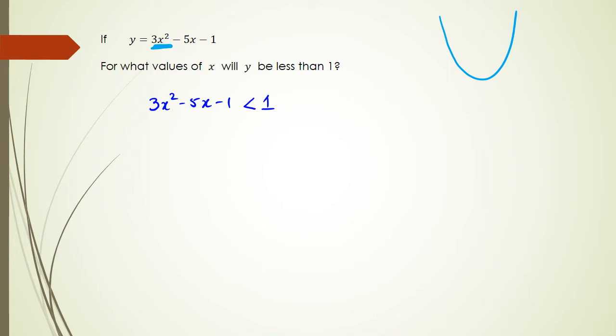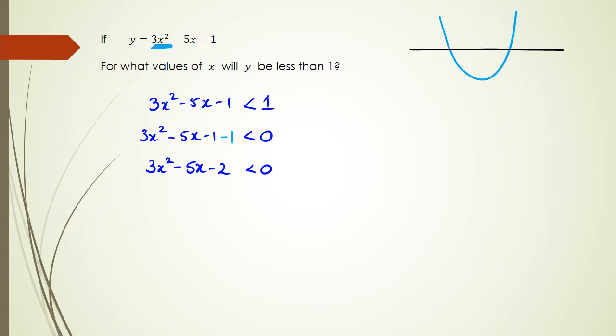So what I'm going to do is bring the 1 to the left hand side, and when I do that it becomes minus 1. Now suddenly we've got an expression that's less than 0. Simplifying, we've got 3x squared minus 5x minus 2 is less than 0. With this quadratic, you're going to have the x-axis somewhere like this, where above the x-axis the y values are positive, and below the x-axis the y values are negative.